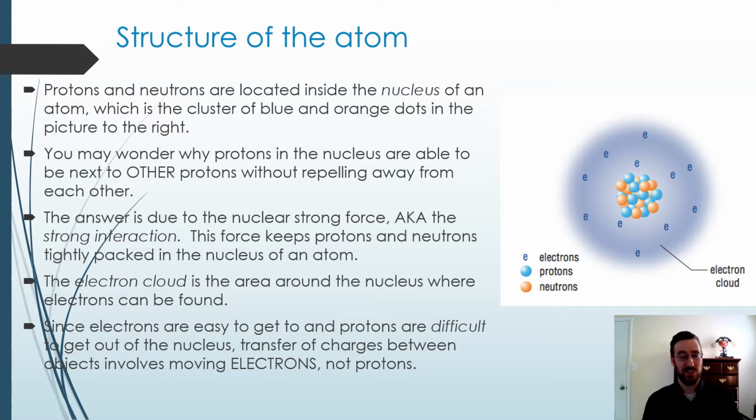Since electrons are easy to get and protons are difficult to get out of the nucleus, transfer of charges between objects involves moving electrons, not protons usually. Getting protons out of a nucleus involves nuclear reactions, and the experiments we're going to do are not going to do that, because that would be both dangerous and hard to do with the budget that schools have.